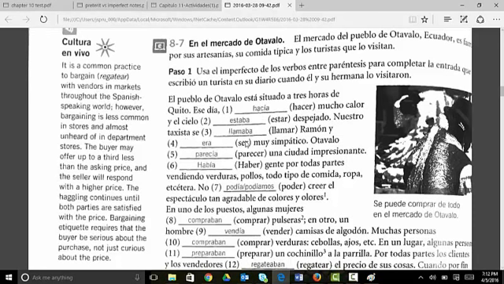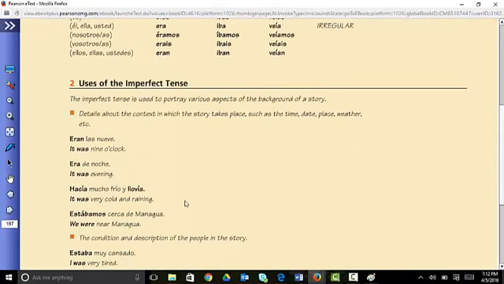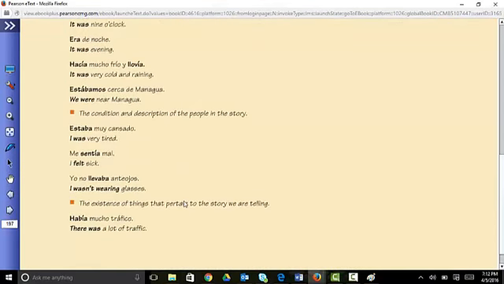Nuestro taxista se llamaba Ramón. Our taxi driver was called Ramón. And this goes back to here, where you're told that the condition or description of the people in the story tends to be in the imperfect. So this is describing a person who's in the story.